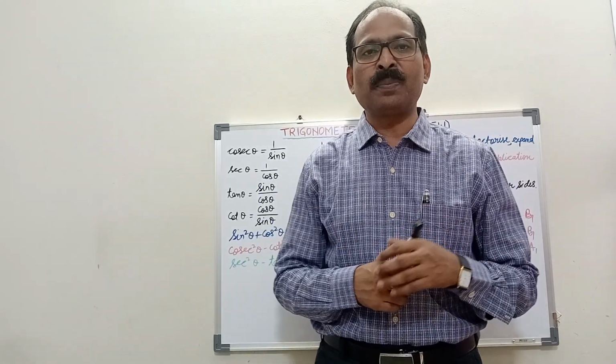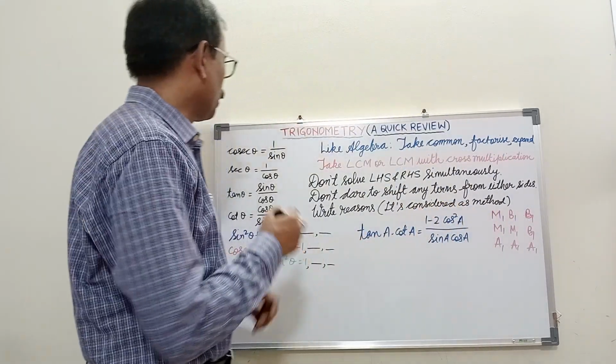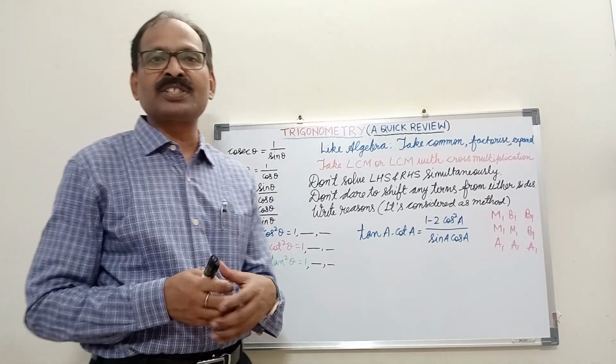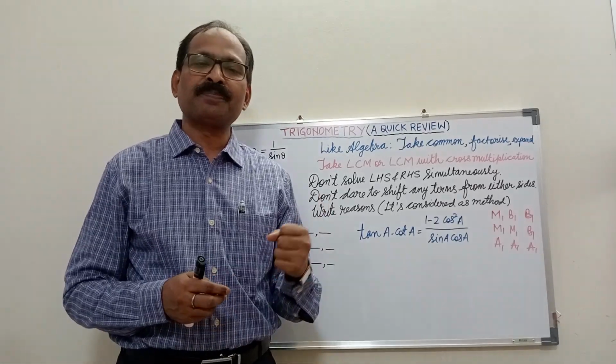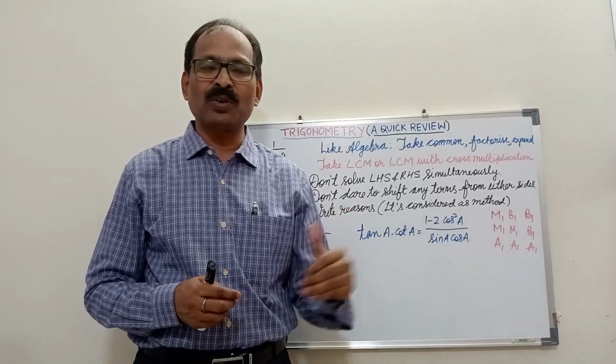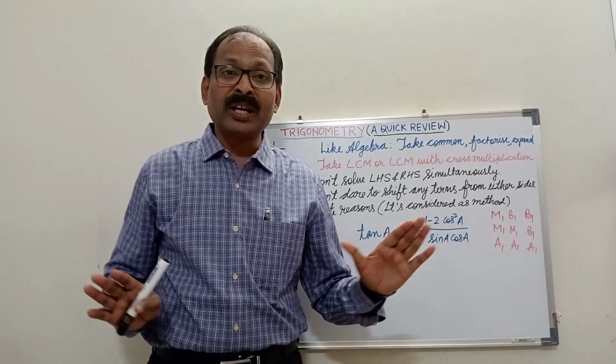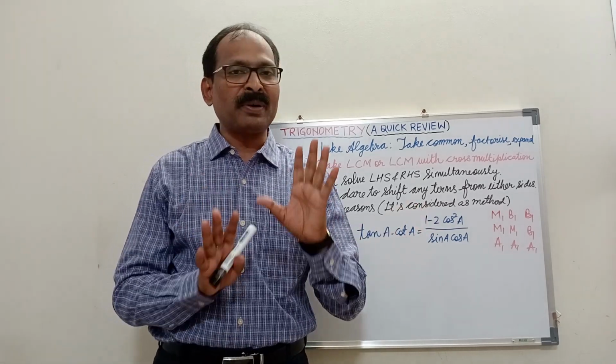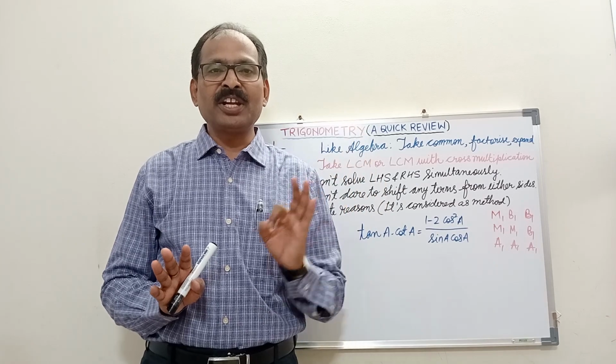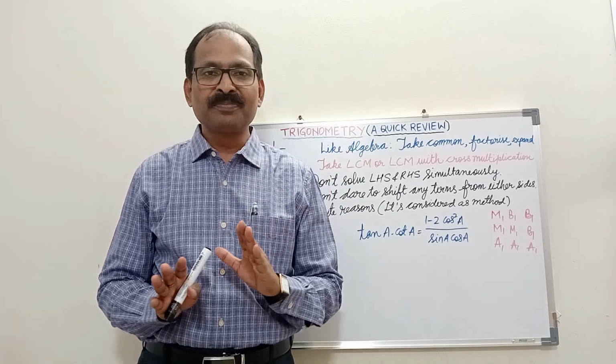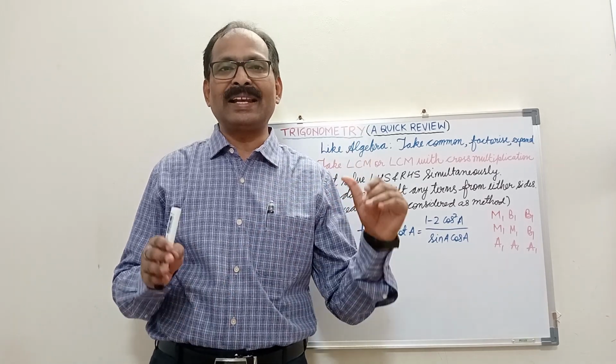Let us begin with this topic, trigonometry. In trigonometry, you have to remember there are 6 ratios: sine, cos, tan, cosec, sec and cot. Every ratio can be converted into sine and cos. You have to remember this mantra: every ratio other than sine and cos can be converted into sine and cos.